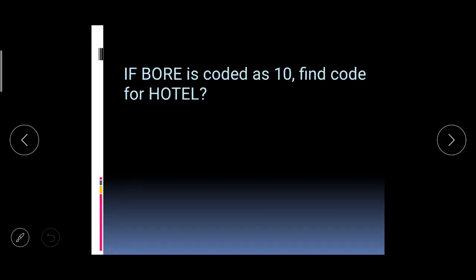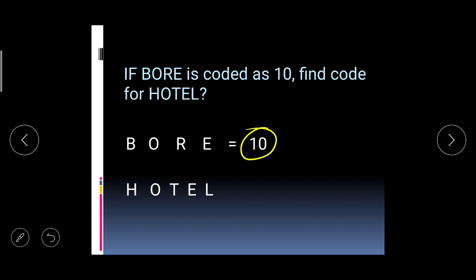Okay, let's see. If bore is coded as 10, find the code for hotel. What if bore is equal to 10? So now there is no letter to letter coding or letter to number coding. Directly it's just one number given, 10, right? So how to do it?